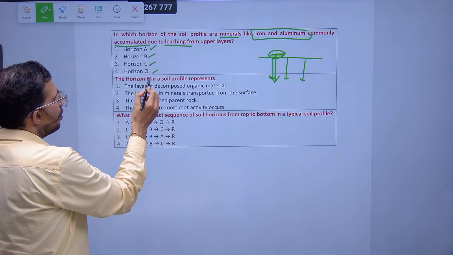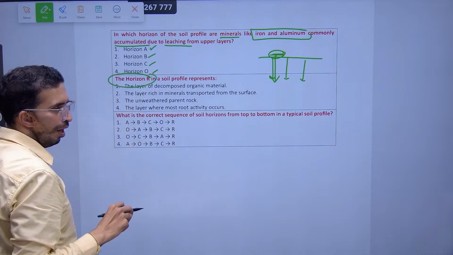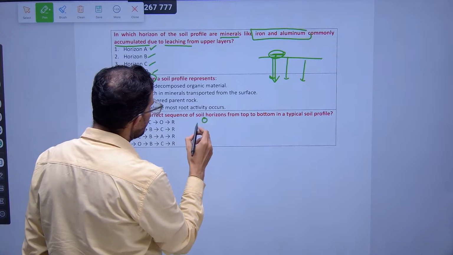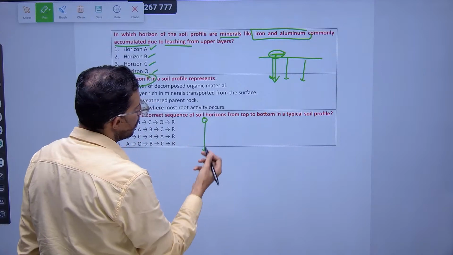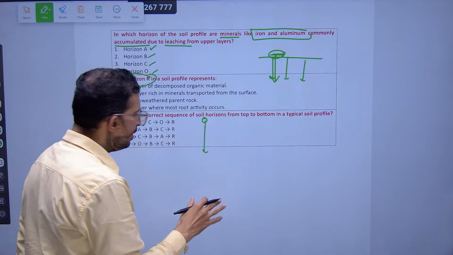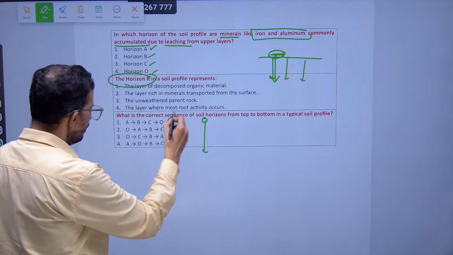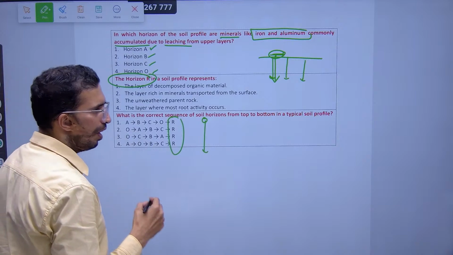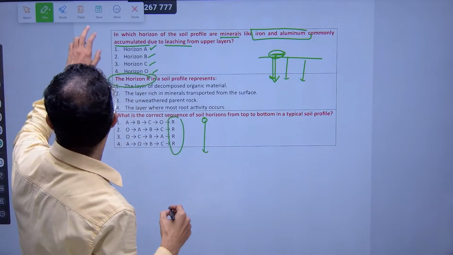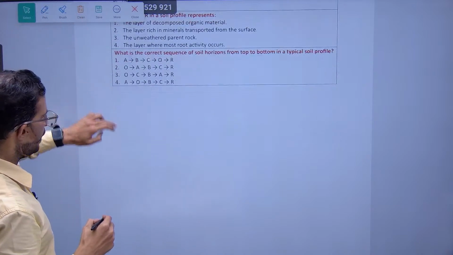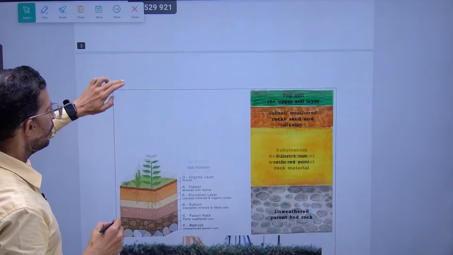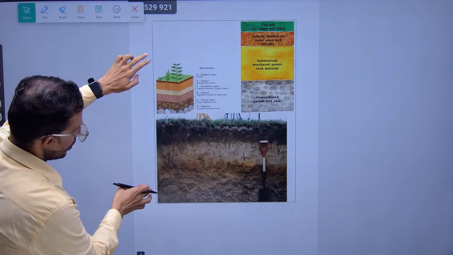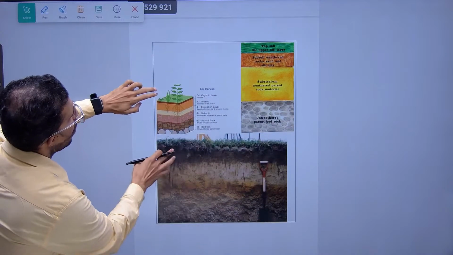They have asked with respect to the horizon R, what the horizon R represents, and what is the correct sequence from the top to the bottom? ABC, OABC, where is the R and where is the O, in between or at the start? That we are going to see. Yes. Now let's start the topic. Observe the diagram.